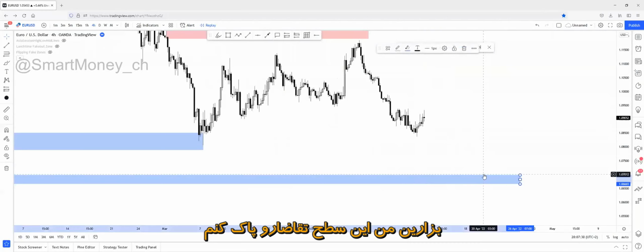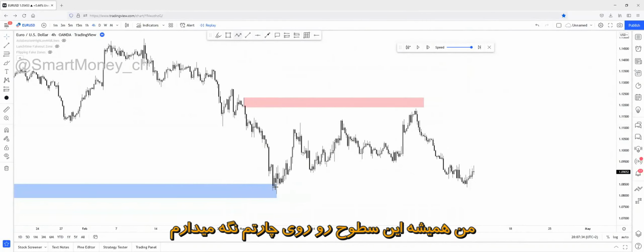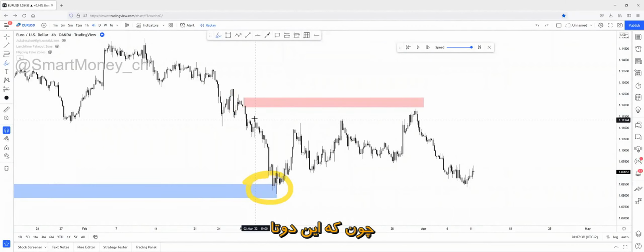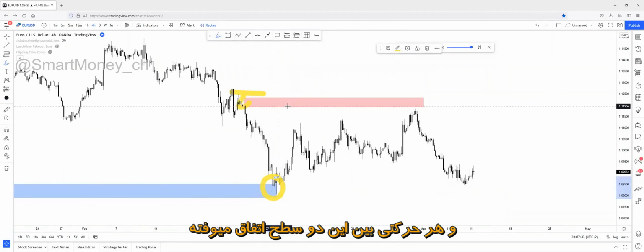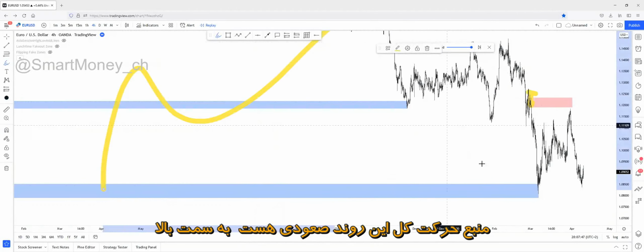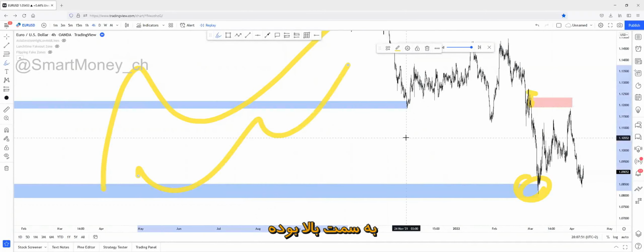Let me just remove this demand zone from down here. And I always keep these zones on my chart, the demand zone and the supply zone, because these are the two major zones for us. And everything in movement is happening between these zones. This demand zone was the origin of the whole bullish order flow to the upside.